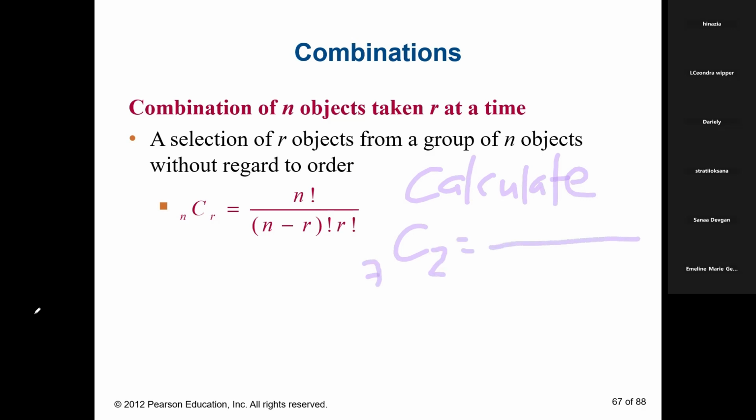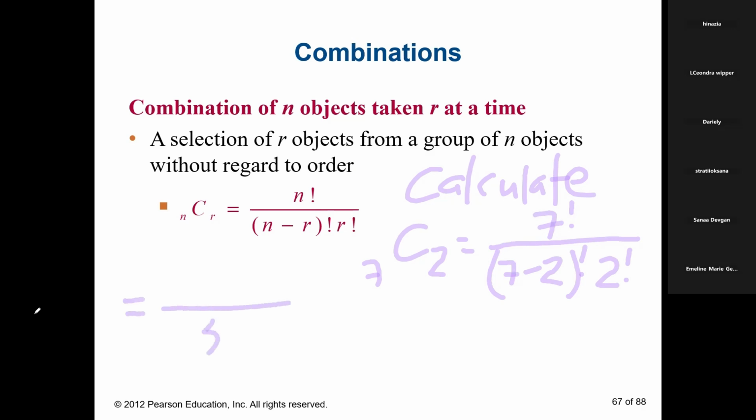Suppose we need to calculate C(7,2), okay? N is 7, r is 2, so that gives you 7 factorial over (7 minus 2) factorial times 2 factorial, okay? Got it? Now, let's simplify here.